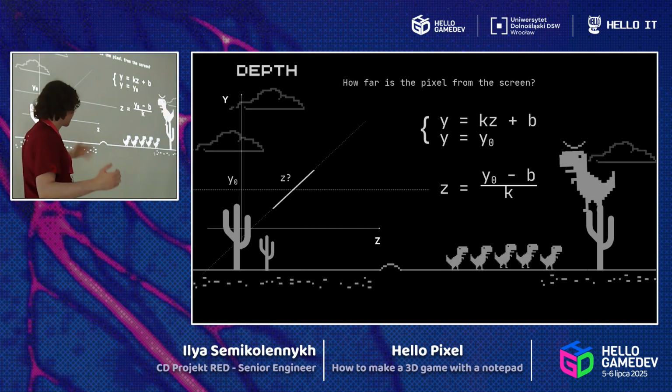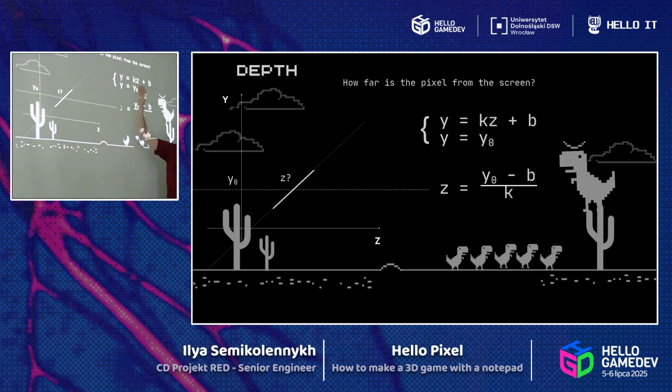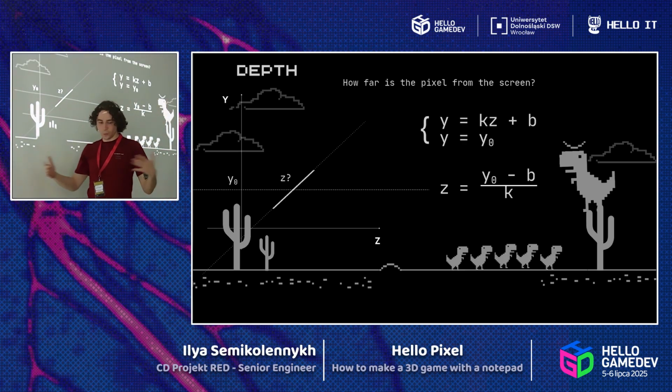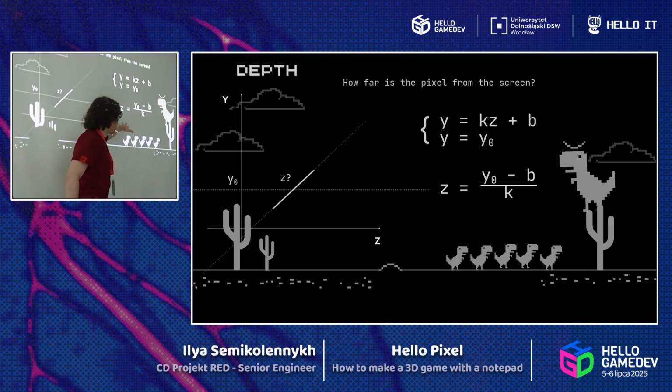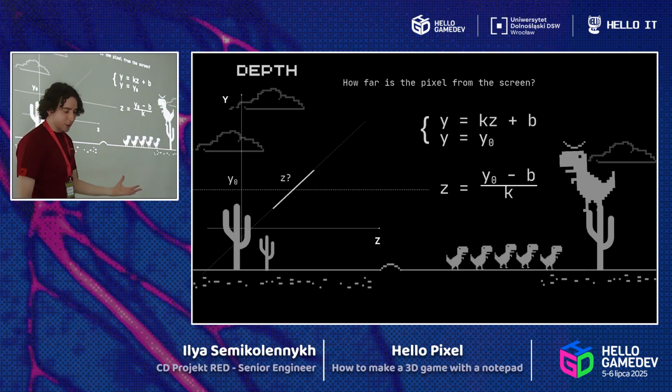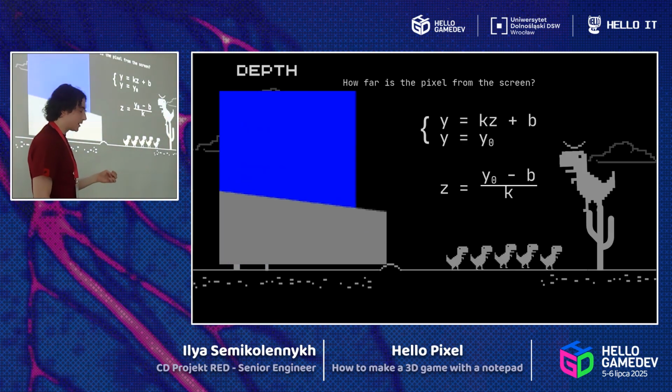As you probably know from school, the equation for this line is y equals x plus b. In our case, it's not x and y, but z and y, and y equals y0, because at this point we already know the location of the pixels that we're in. So it's solved like this. A bit more complicated in the 3D case, but not very complicated. And we got ourselves the Z.